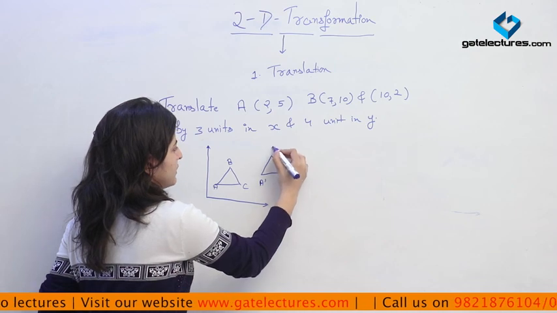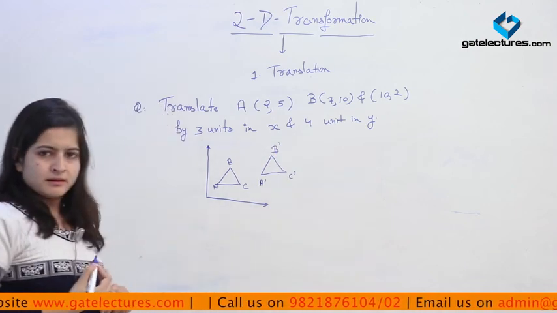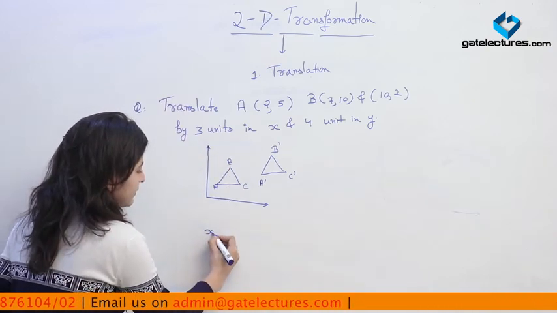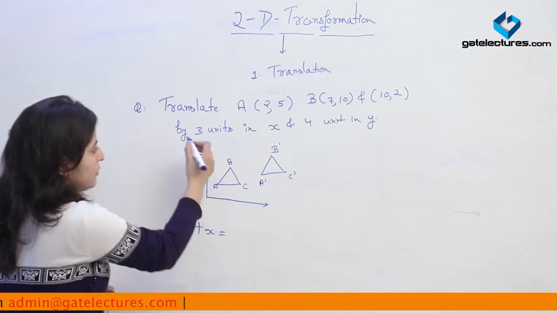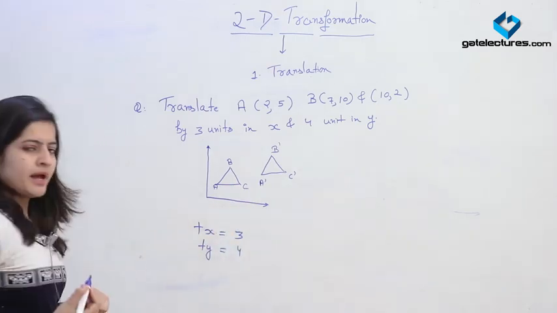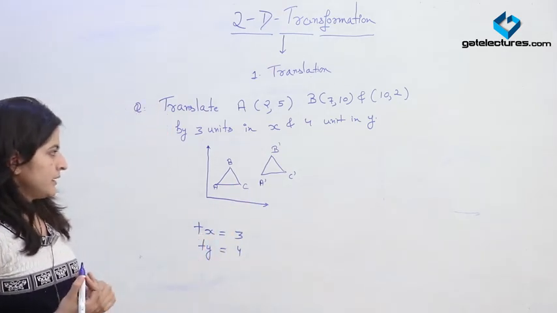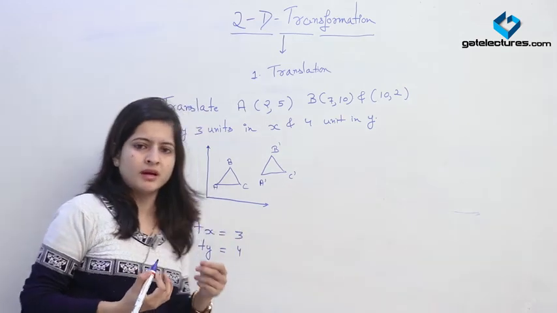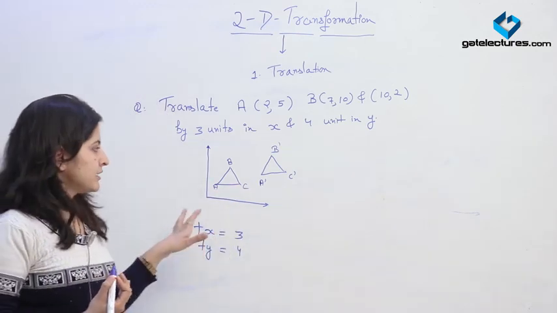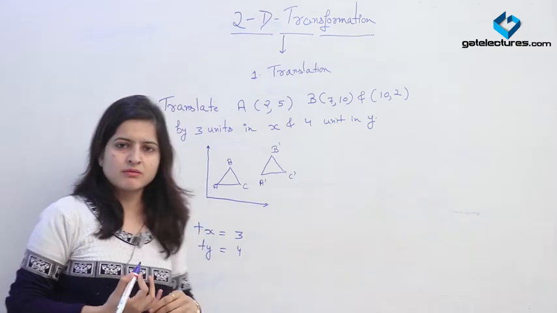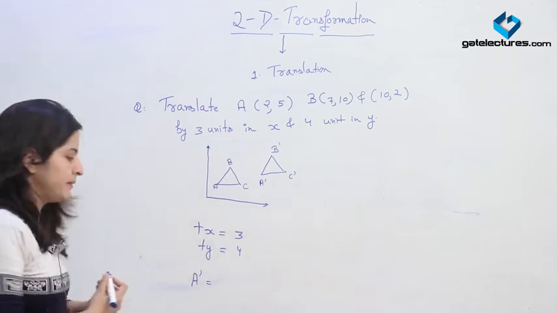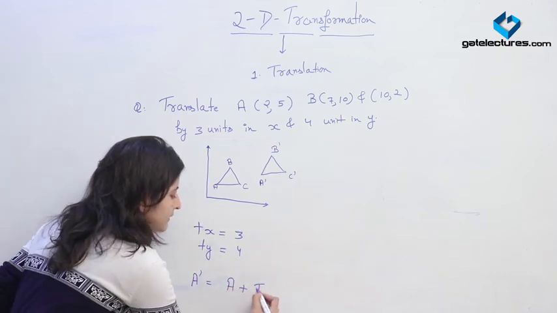So it will move like this. So what we are doing is translating it. We have tx equal to 3 units and ty equal to 4 units. We have to make a change in each and every point. In the translation operation, we considered only one point P and changed it to P dash. Here we have 3 points A, B and C, and we are changing them to A dash, B dash and C dash. So first we will change the coordinate of A. The new position of A will be A dash equals A plus T.